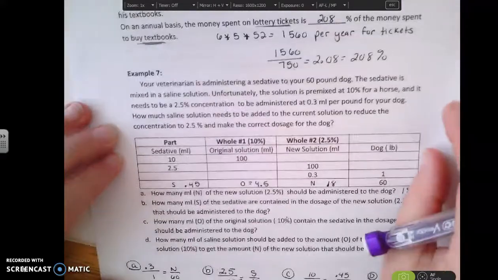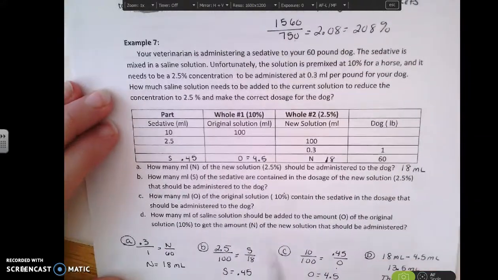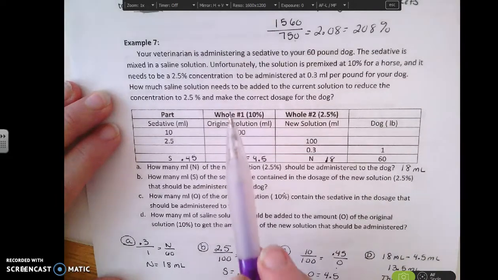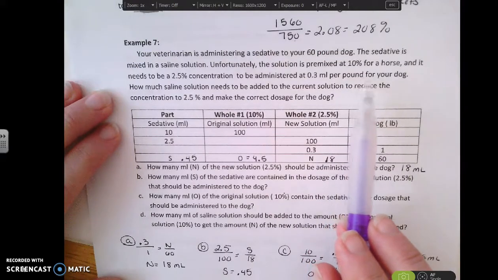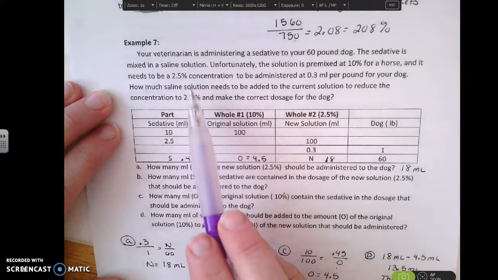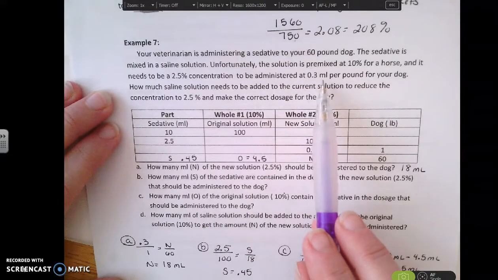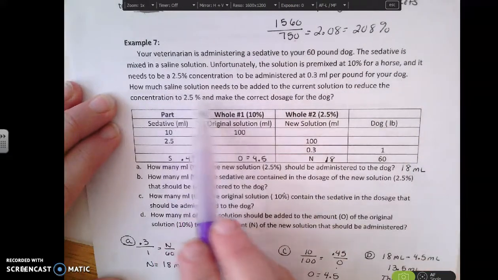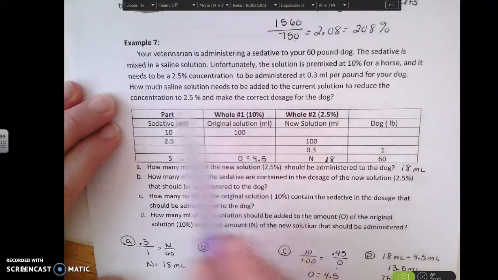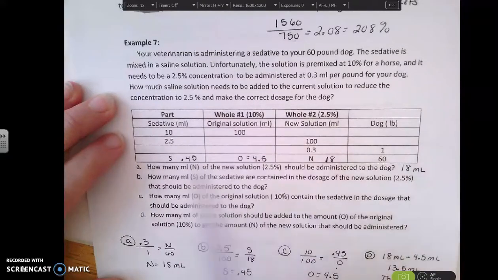Alright, so this last problem, I've broken it down into some parts. The veterinarian is administering a sedative to your dog. The sedative is mixed in a saline solution, and the solution's pre-mixed at 10% for a horse, but it needs to be 2.5% to be administered at 0.3 milliliters per pound for your dog. How much saline solution needs to be added to the current solution to reduce it to a 2.5% solution to make it the correct dosage?